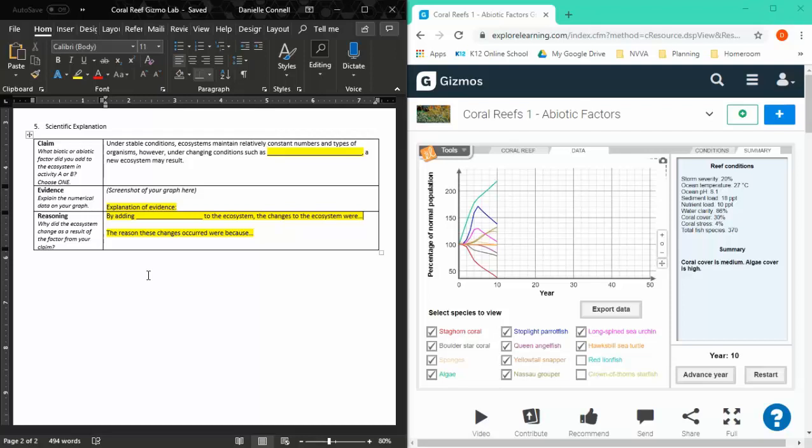You can't just tell me the same thing in the evidence. You need to start connecting the dots in the reasoning. Answer the why and the how.